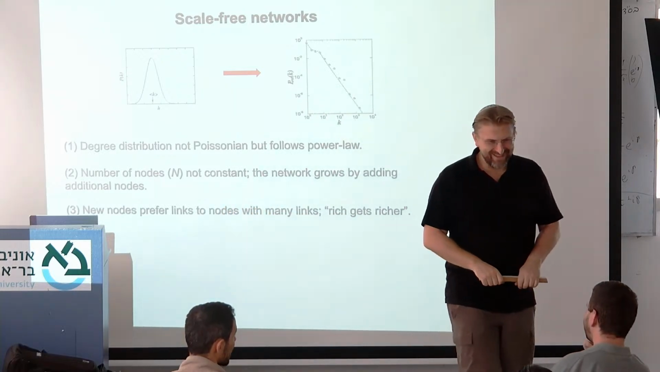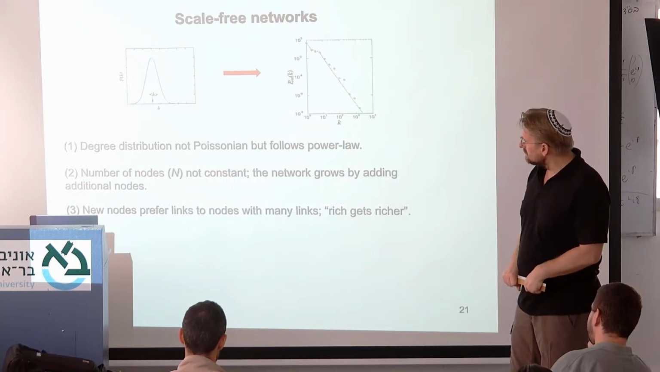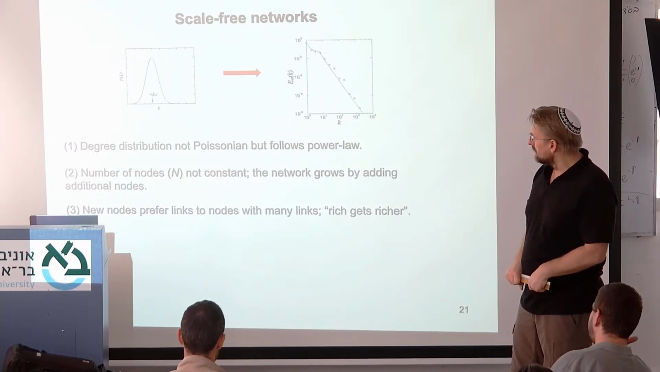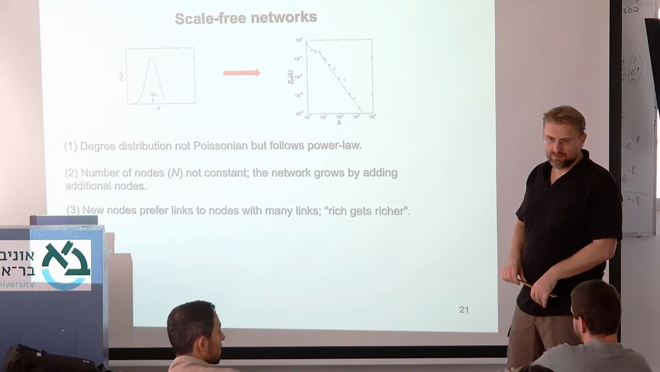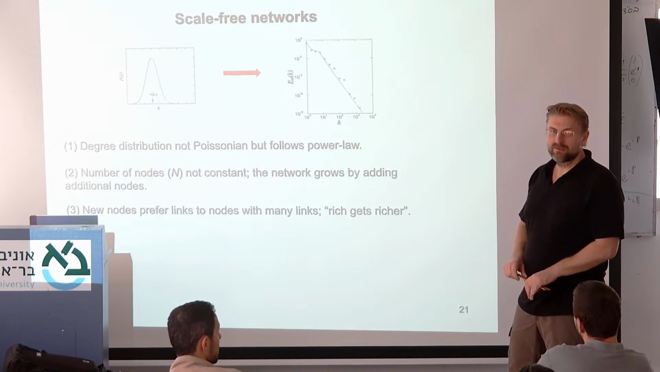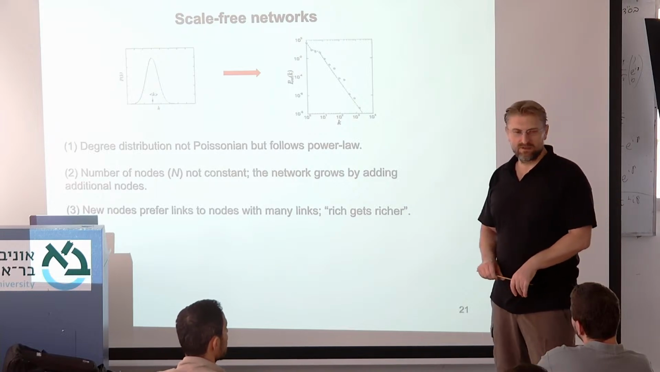Then why is number 2 important? The number of nodes is not constant. I mean, at each specific point, it is constant. You just look at it, you freeze time, you look at the nodes, it's constant. Yes, but this doesn't explain how such a network develops, you know?